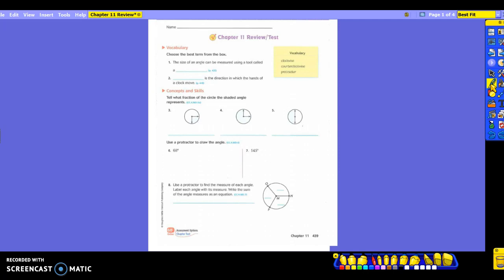Down here, you're going to use a protractor to find a measure of each of the angles. You must write them in here. Are you with me? And then it says to label each angle with its measure, which is where that comes from, and then you're going to write the sum. So whatever you come up with in your 3 angles is going to be written here as an equation.